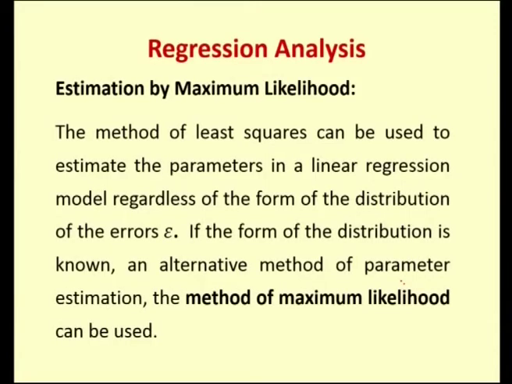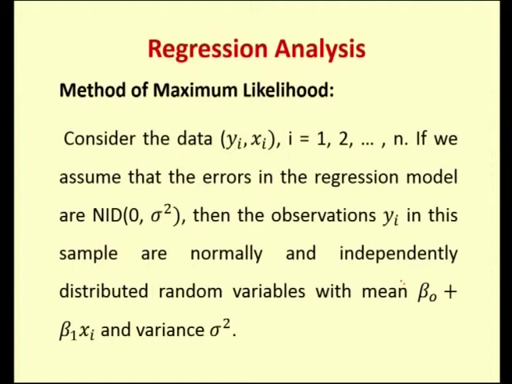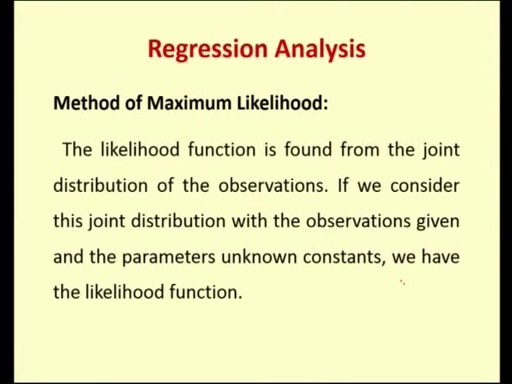If the form of the distribution is known, we can use the method of maximum likelihood estimation. Here the data is considered as yi comma xi, i ranges from 1 to n, and we assume that the errors in the regression model are normally and identically distributed with mean 0 and variance sigma squared. Then the observations yi in this sample are normally and independently distributed random variables with mean beta naught plus beta 1 xi and variance sigma squared. The likelihood function is found from the joint distribution of the observations.